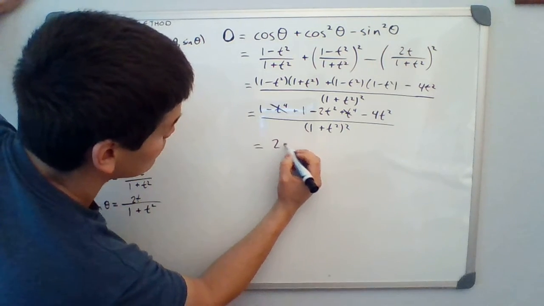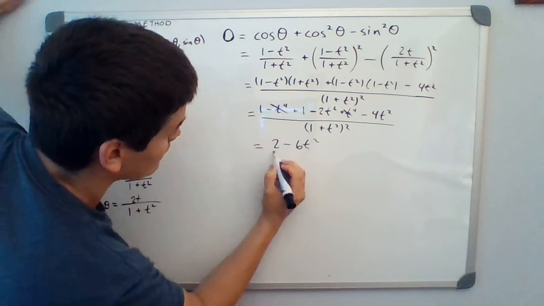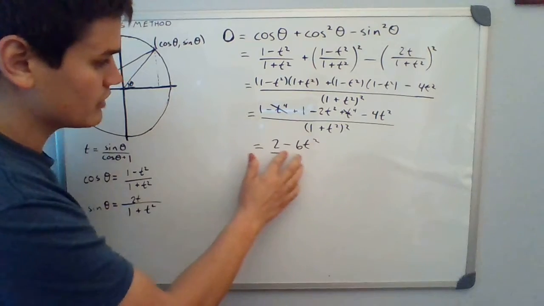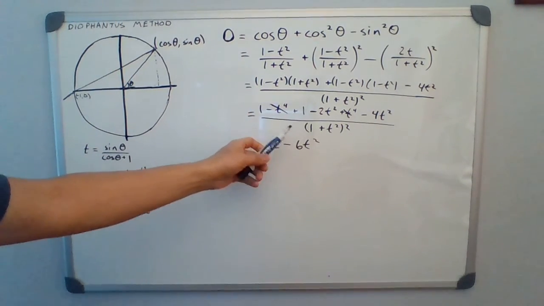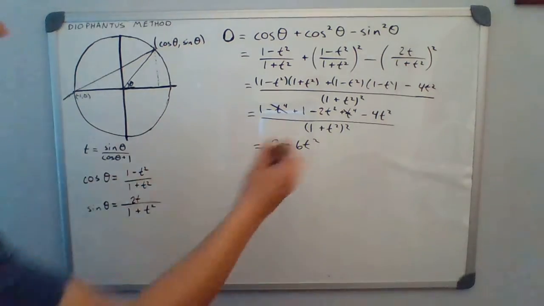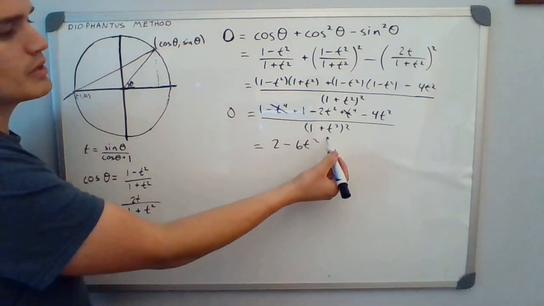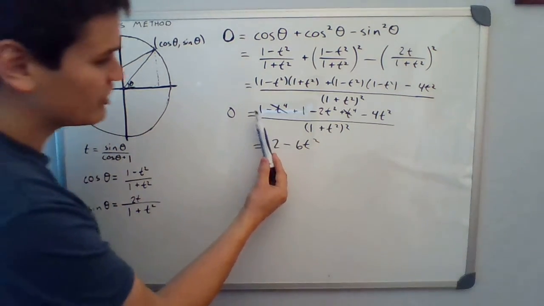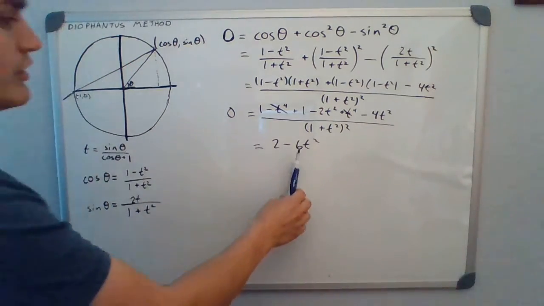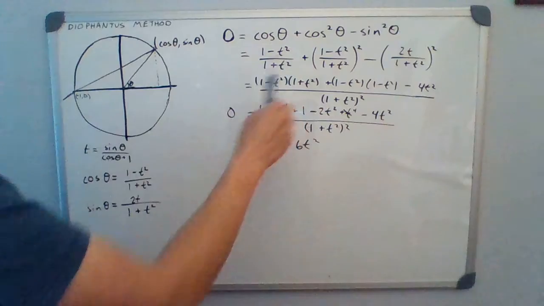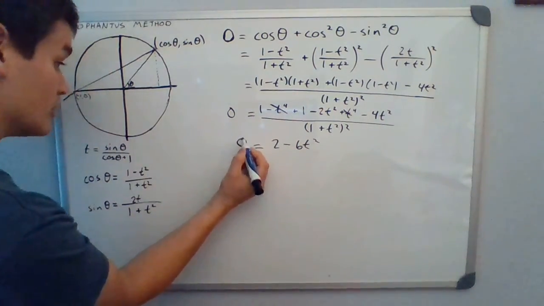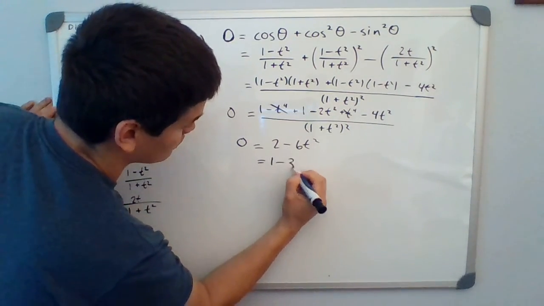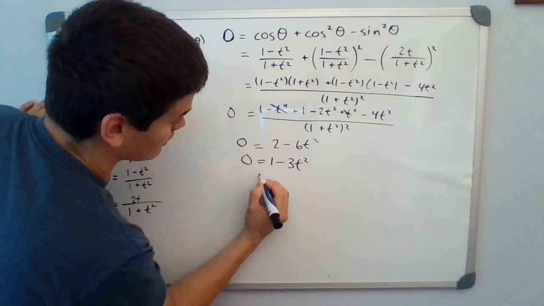So it's going to end up being 2 minus 6t squared divided by 1 plus t squared. Actually, I could have done this earlier: when we got to this point, this is going to be 0, so it doesn't matter what's in the denominator. The denominator is never going to be 0 because we're squaring t. So we're just concentrating on when the numerator is equal to 0, because when the numerator is 0, the whole expression is 0 as well. So this is the equation we're actually solving: 2 minus 6t squared is equal to 0, or 1 minus 3t squared is 0.